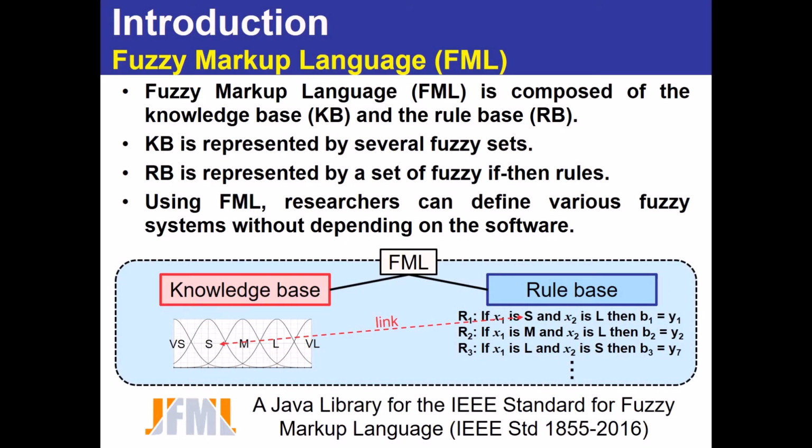Fuzzy Markup Language (FML), in short, is composed of the knowledge base and the rule base. The knowledge base is represented by several fuzzy sets, and the rule base is represented by a set of fuzzy if-then rules. Using FML, researchers can define various fuzzy systems without depending on the software. We use a specialized Java library called JFML in this competition.